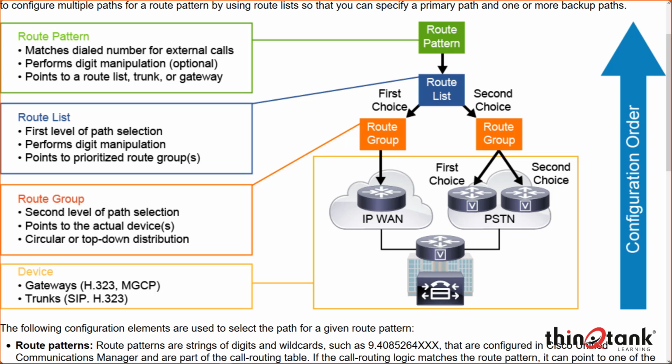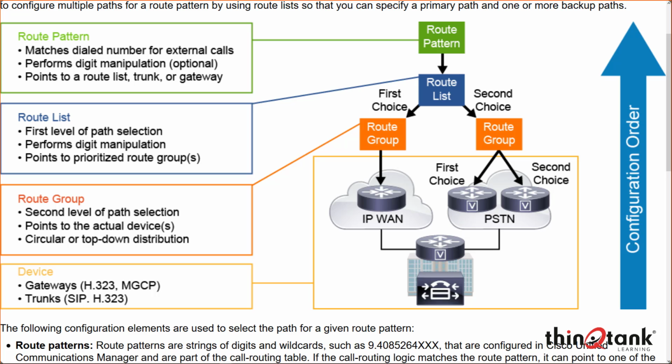So in this particular case, we can see that the route list points to route group number 1, which goes over the WAN, and then the backup is route group number 2, which goes to 2 different voice gateways. One voice gateway might have a PRI, the other voice gateway might have a T1 or analog ports or whatever it might be. All right? You see the big blue arrow?